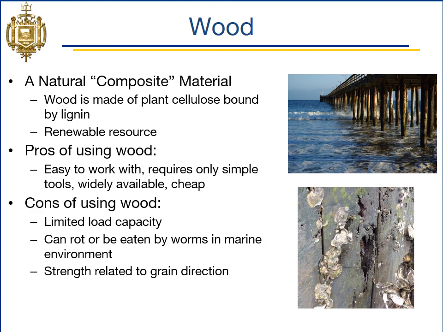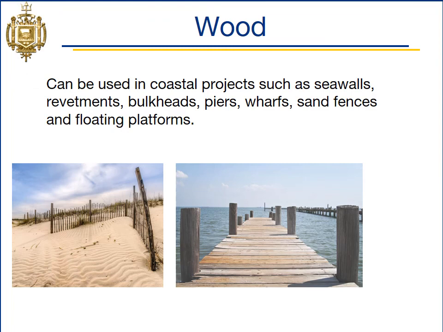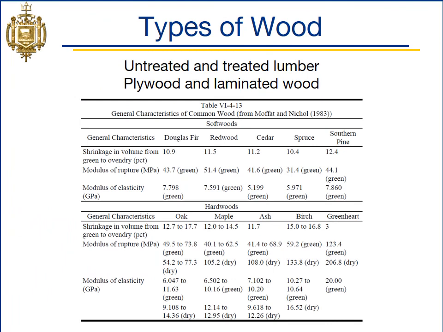Additionally, a consideration for wood is that it's not isotropic, meaning that it doesn't have the same properties throughout the wood in any direction. So you do have to take the grain direction into consideration as you're constructing with wood. Here's a picture of a couple different coastal structures built out of wood. And you're probably not surprised to hear that different woods have different characteristics.